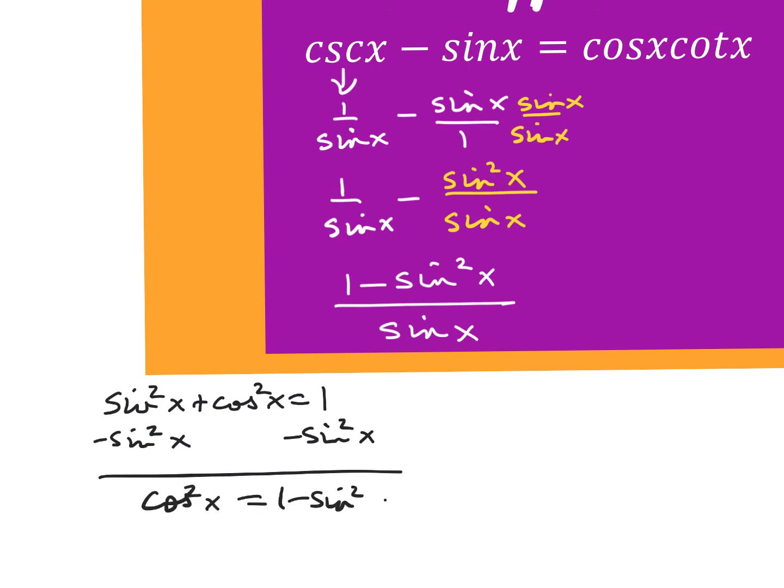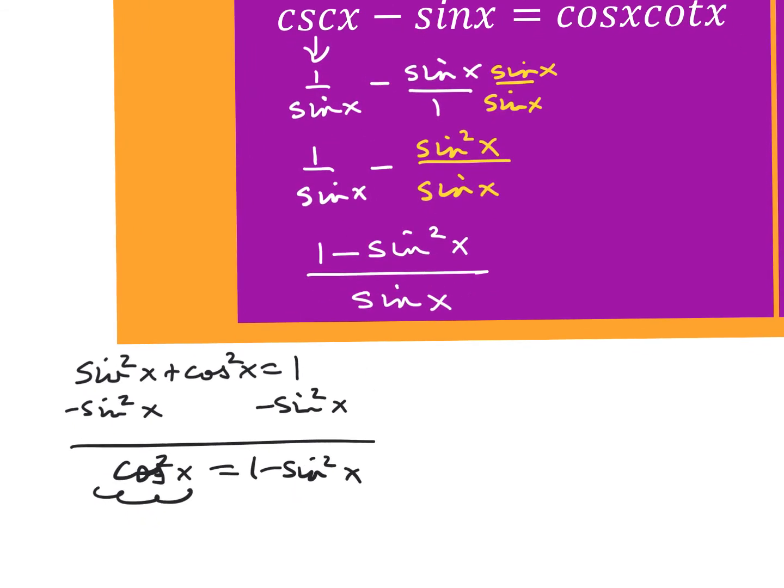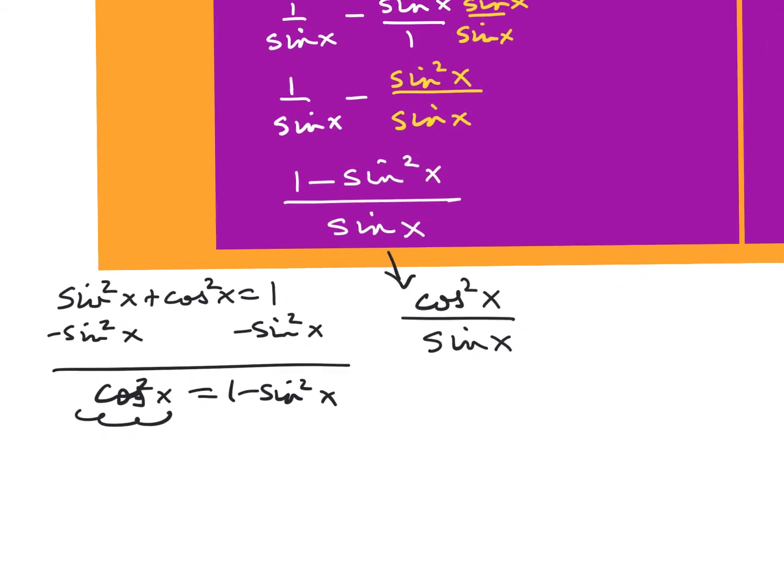And now I can substitute. I'm going to replace the top with cosine squared x. So my new numerator is cosine squared x over sine x. Now, because this is being multiplied, I could change the numerator and factor it and make it a cosine x times cosine x.